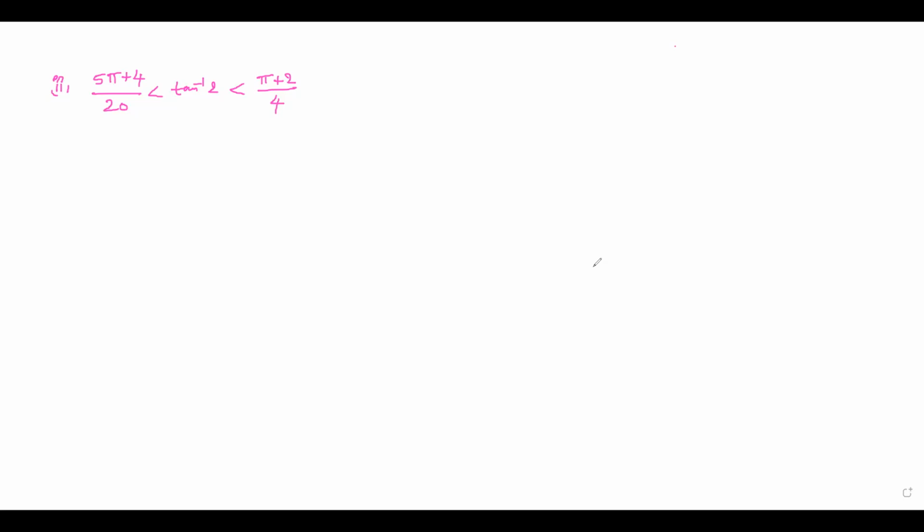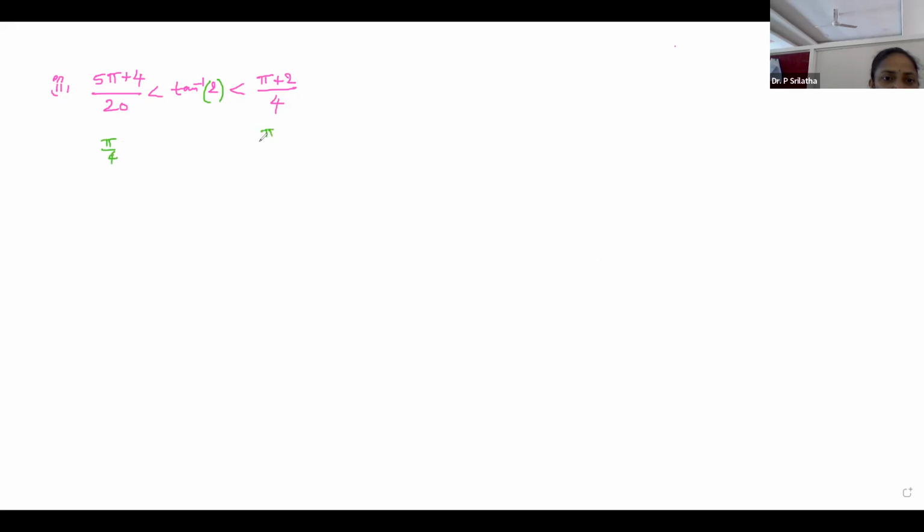B is 2, A is 1. The middle value is always the B value, and the value on both sides that is similar is the A value. So B is 2 and A is 1. How can you say A is 1? 5 by 20, pi by 4. Here we have pi by 4 and also here we have pi by 4. So tan inverse A equal to pi by 4, so A equal to tan pi by 4.